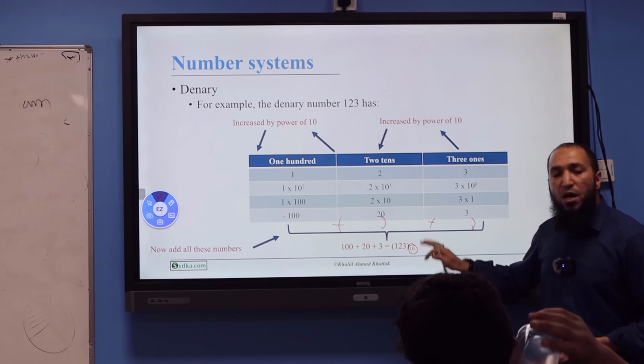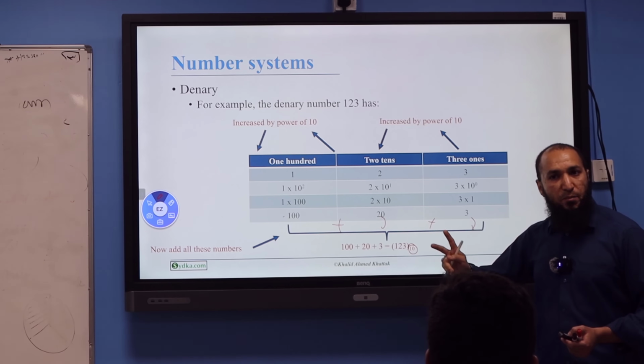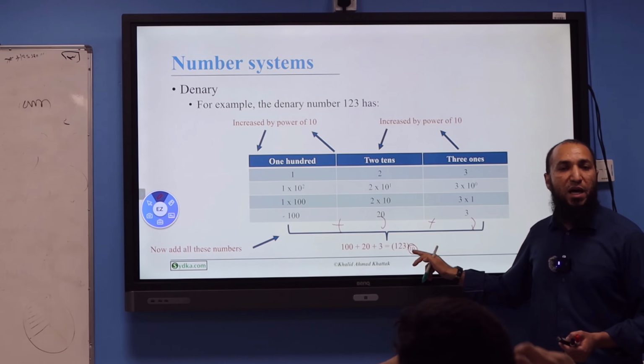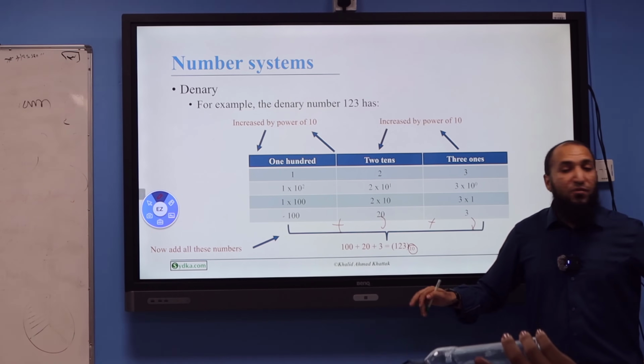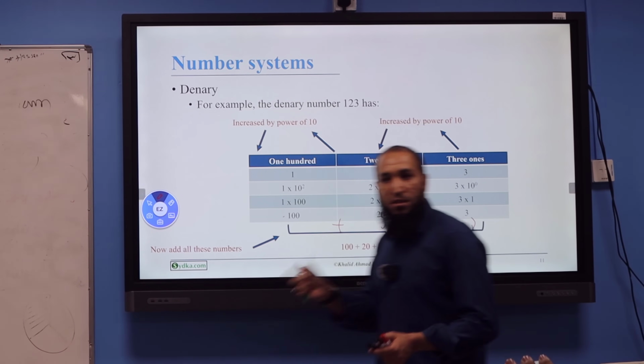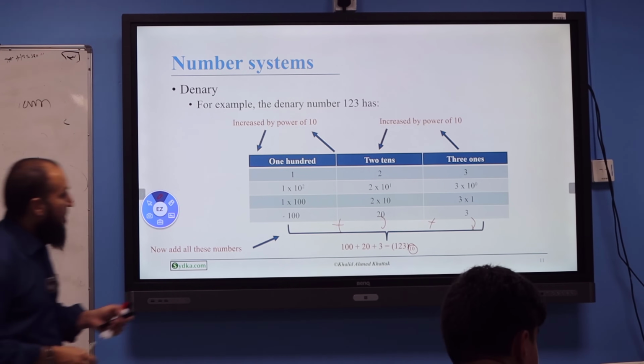It's okay if you don't write the 10 here, but when we are dealing with two number systems, we have to make sure that we write the right base, so we can know which one refers to which.